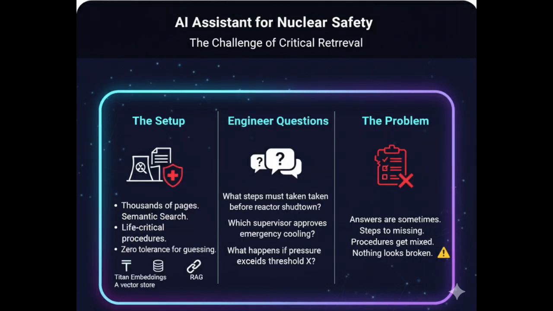Imagine this. A nuclear power plant builds an AI assistant trained on its safety manual, thousands of pages, life-critical procedures, zero tolerance for guessing. Engineers ask questions like, what steps must be taken before reactor shutdown? Which supervisor approves emergency cooling? What happens if pressure exceeds threshold X? The system already uses Titan embeddings, a vector store, RAG. And yet, answers are sometimes incomplete. Steps are missing. Procedures get mixed. Nothing looks broken. This is day 13 territory.